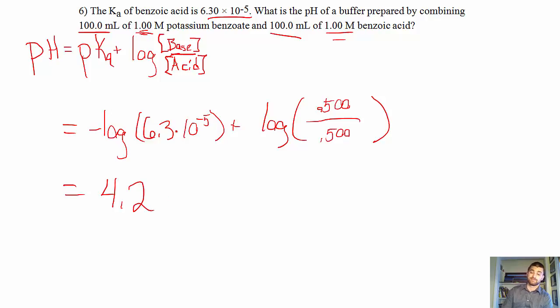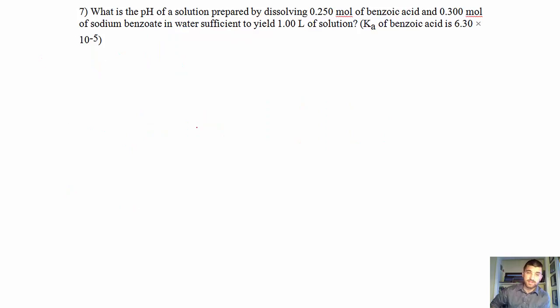That's it. Take a look at number 7. More of the same, but different. What is the pH of a solution prepared by dissolving 0.25 moles of benzoic acid and 0.3 moles of sodium benzoate in water sufficient to yield 1 liter of solution? So this was really nice because they used 1 liter, so moles becomes molar. So this is the moles of my acid, and this is my moles of my base. That sodium benzoate gives the conjugate base of benzoic acid.